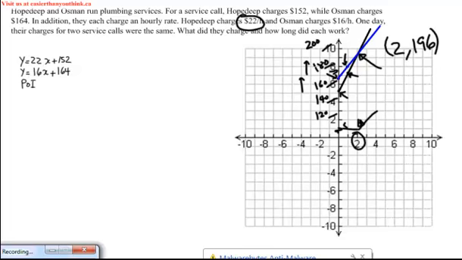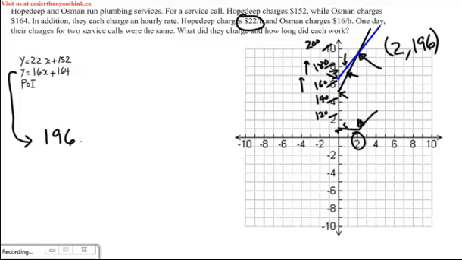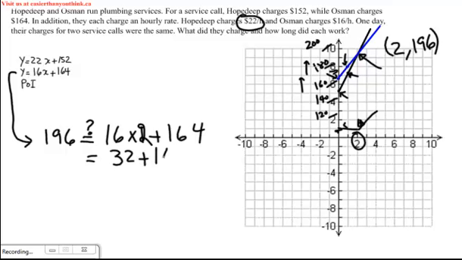Now let's check the point of intersection in the second equation. The second equation says y, which is 196, has to be equal to 16 times 1 plus 164. Oh, I'm sorry, 16 times 2, because x is 2. So 16 times 2 is 32, plus 164 is going to give you 196, which is correct.